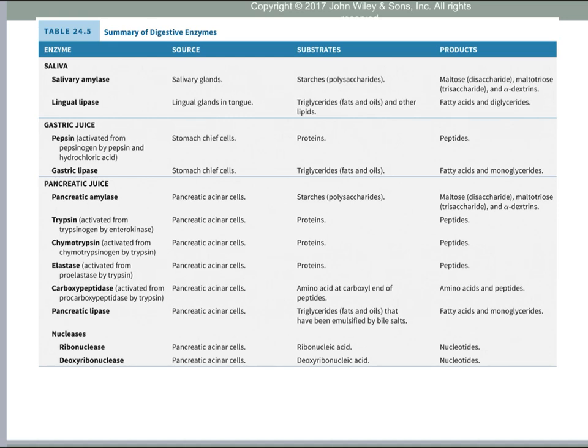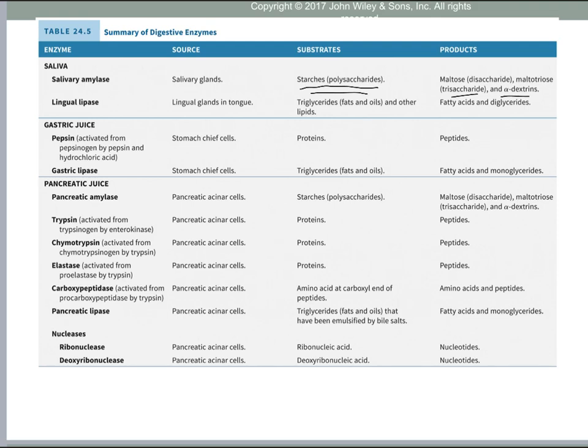So let's start with saliva. We know that we are secreting two enzymes, one salivary amylase. From the salivary glands, we're breaking down starches. So again, kicking off polysaccharide digestion. The product is going to be, we take it one step down. So polysaccharide or trisaccharide into maltose, which is a disaccharide. Or if we take other types of polysaccharides, we could break it down into maltotriose, which is a trisaccharide, and alpha dextrins.